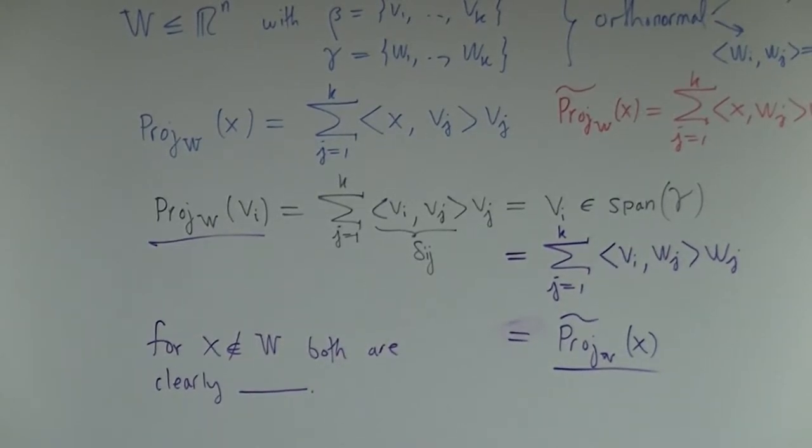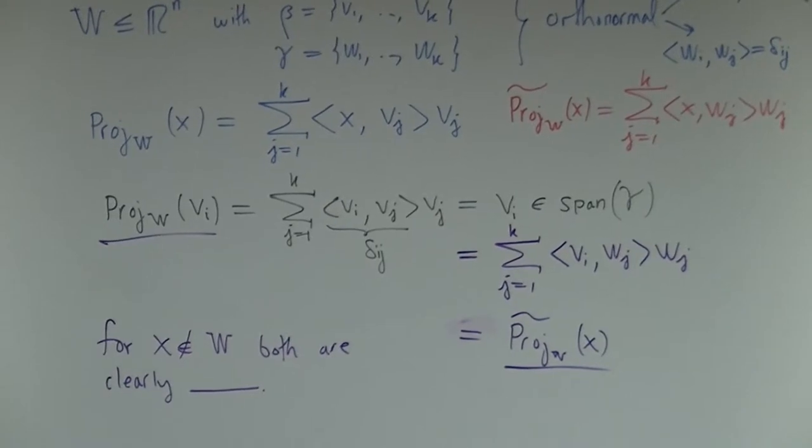Zero. Why? Because I can take these bases and extend them to an orthonormal basis for the whole Rn. If I expand x with respect to that basis, it's clear that it has dot products which are zero with respect to either one of these bases for W. I guess I'm really using the orthogonal complement theorem to make this argument.